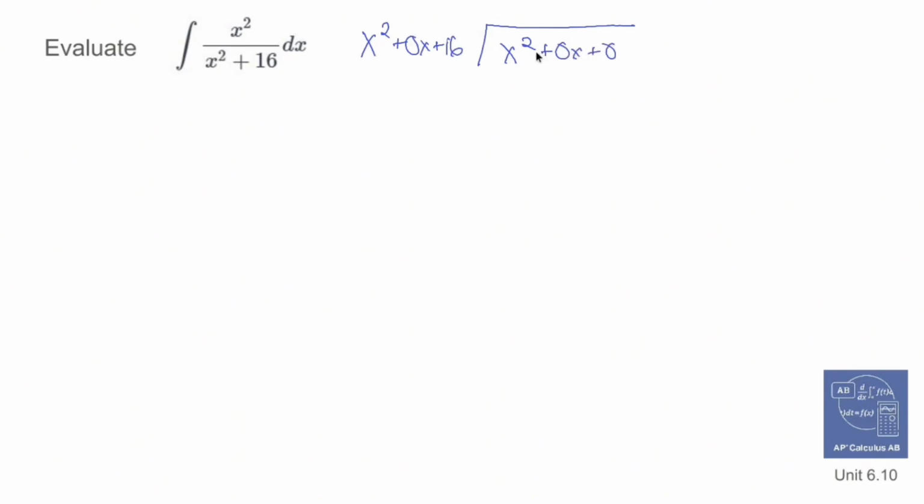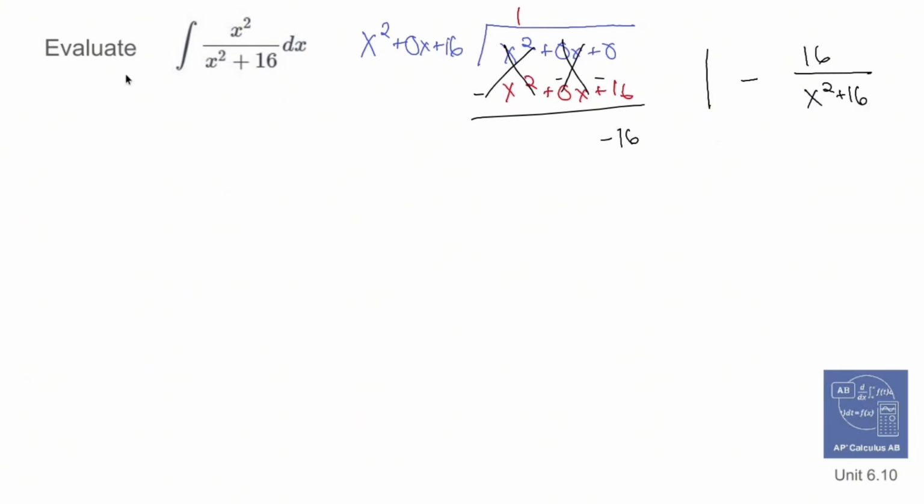X squared goes into x squared once. And so we write this down, x squared plus 0x plus 16. We subtract the entire row like that. You go away. Fortunately, you also go away, but you're left with negative 16. What does that mean? Well, this means we have 1 minus 16 over x squared plus 16.